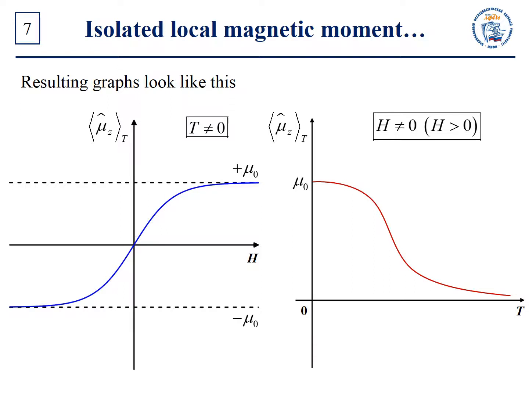For a visual representation of the temperature and magnetic field dependencies of magnetic moment projection on z-axis, we can plot the resulting graphs. They look like this. Note that in the case that magnetic field is oriented along the z-axis, the magnetic moment projections on x and y-axis are zero at any h and t. This is a consequence of zero values of quantum mechanical averages of the spin operators Sx and Sy in the up and down states.